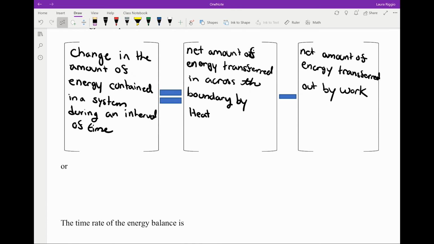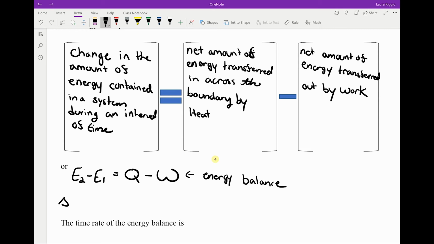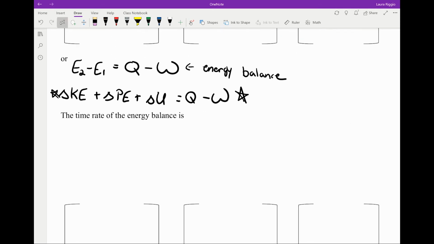If we want to put that in symbols, we have our change in energy, or E2 minus E1, is equal to our heat transfer in minus our work. So this is our energy balance. And our change in energy is our change in kinetic plus our change in potential plus our change in internal. It's going to be equal to our heat minus our work. This is a big important equation. It's the energy balance for a closed system. We're going to use it quite often.